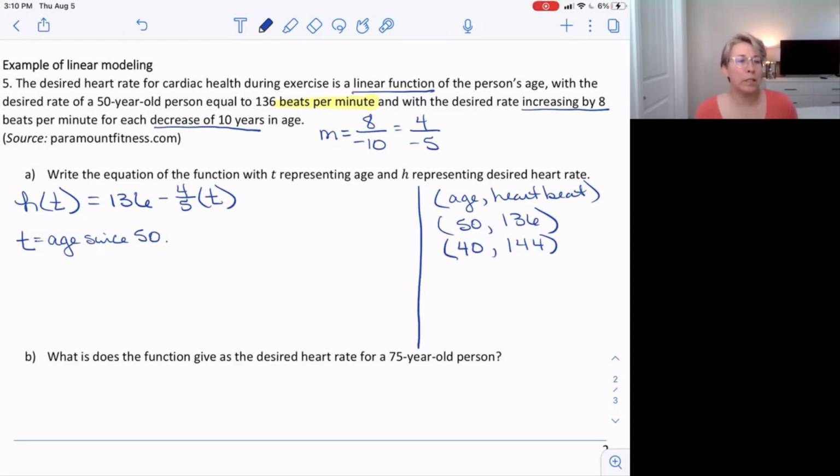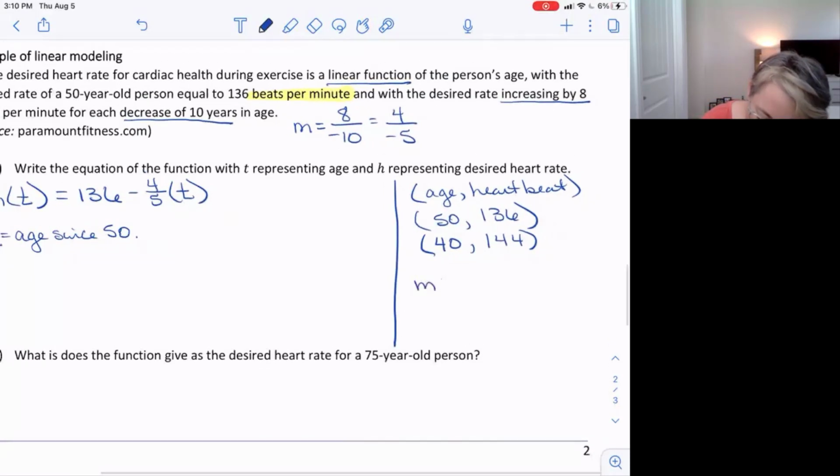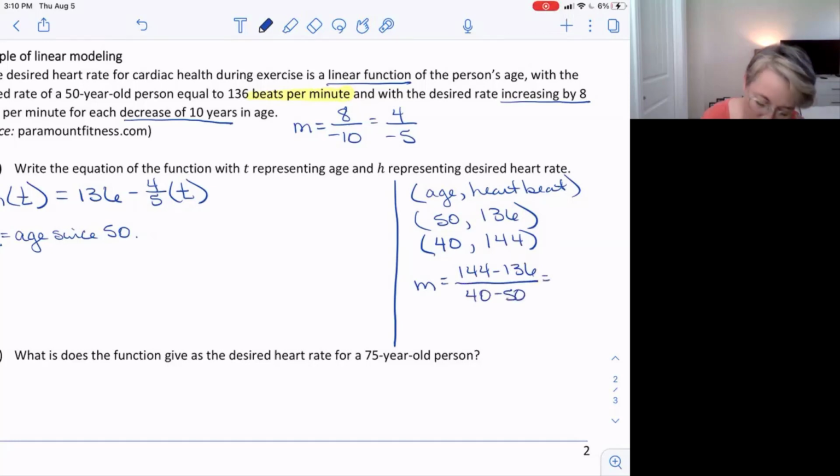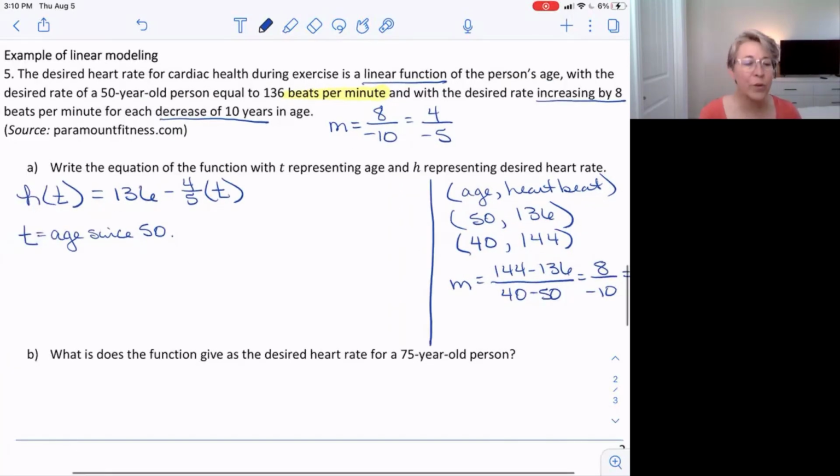So now we've got 2 points. To find our slope, we can do the 144 beats per minute minus 136 over the age of 40 minus 50. So that gives us +8 over a -10, which is a -4/5 slope. Another key is to not use 50 as our age, but use 50 as our starting point. So our time t would be the age since 50, kind of like t would be the number of years since 2010 or something like that.